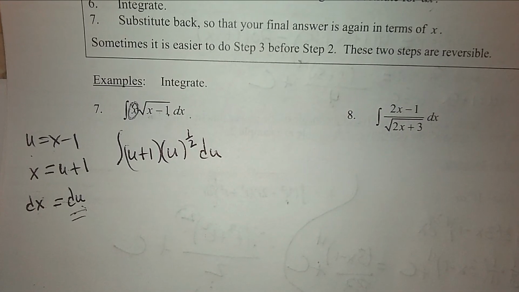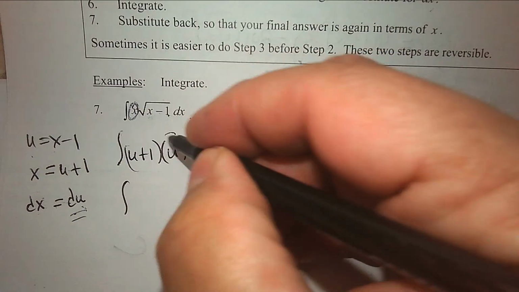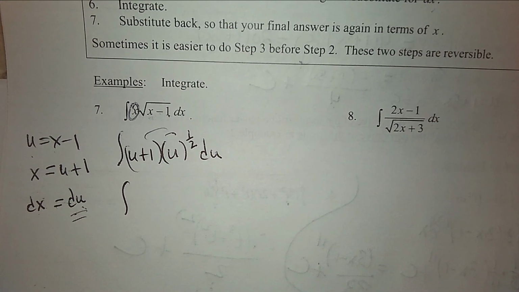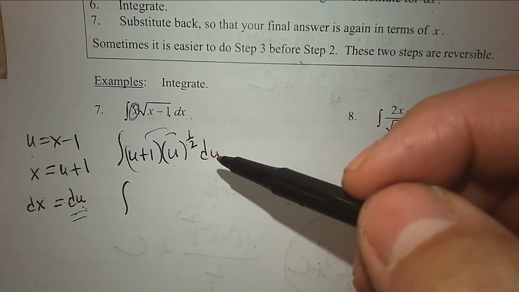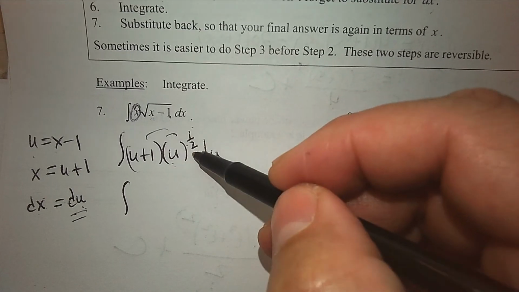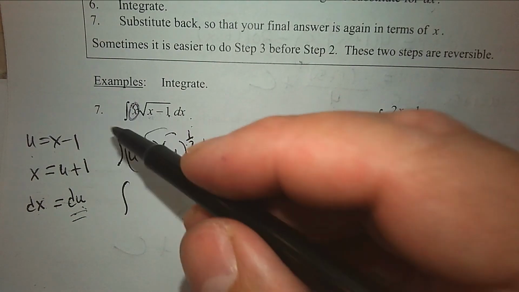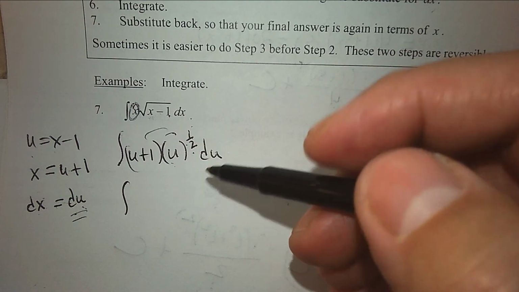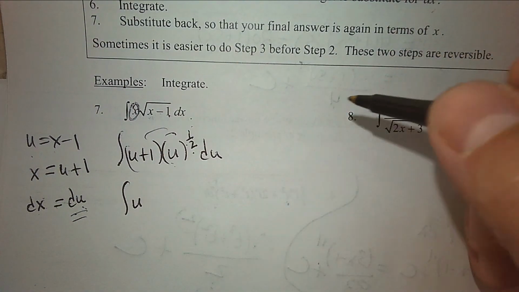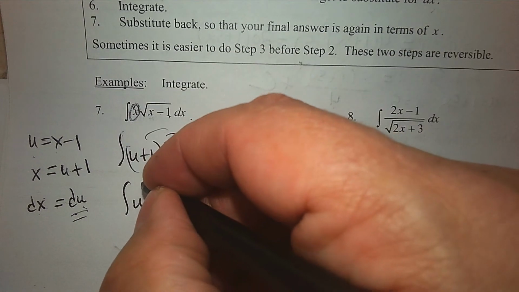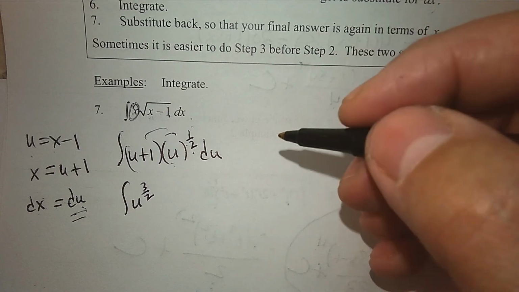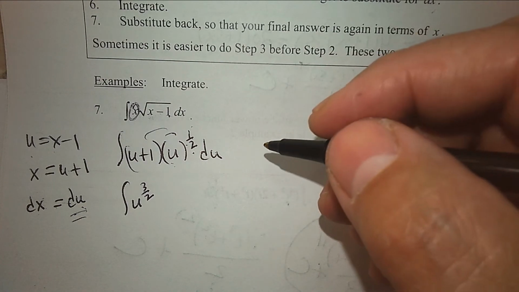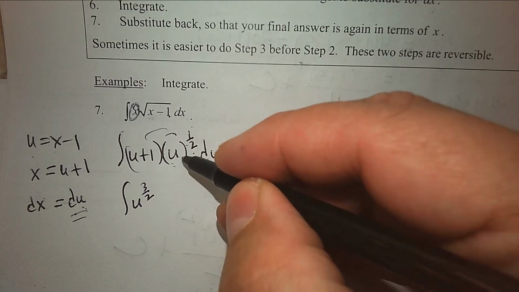Now we're going to do algebra, then calculus. How do I do algebra here? How do I distribute? What's the exponent law? Add. U to the 1/2 times u. If you add, what's 1 plus 1/2? So if I add them, it's 1.5 or 3 over 2. We're not doing any integration yet, right? We're doing algebra. And then what's u to the 1/2 times 1?